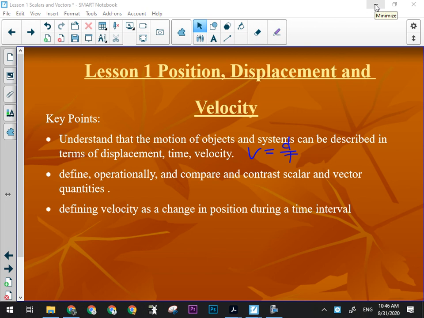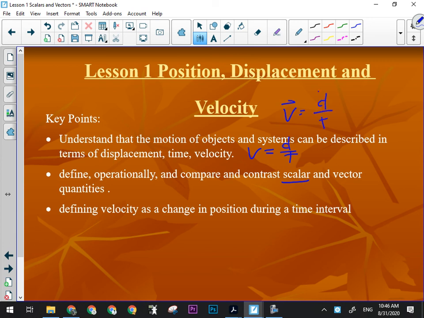Obviously there are 2 different versions of that formula. There's this version, which deals with scalar quantities. That would be speed, distance, and time. And there's this version of that formula, which deals with vector quantities, which are velocity, displacement, and time. So hopefully that's familiar from last year.